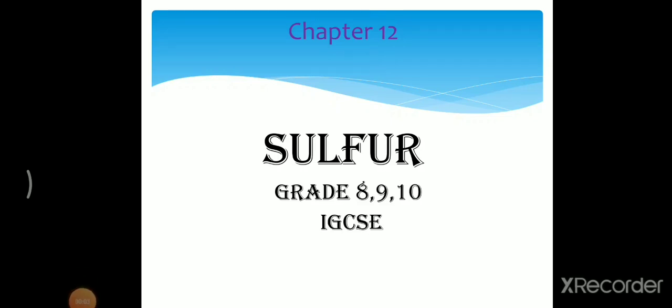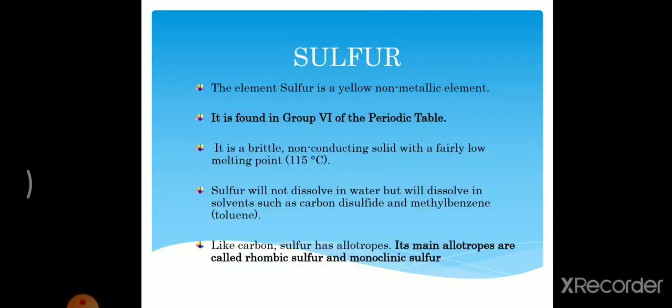Today we'll be studying sulfur, IGCSE for grade 8th, 9th and 10th. So let's see what sulfur is. Sulfur is a non-metal which is yellowish in color. Sulfur is found in group 6 of the Mendeleev's periodic table and group 16 of the modern periodic table. That means it has 6 electrons in the outermost shell.